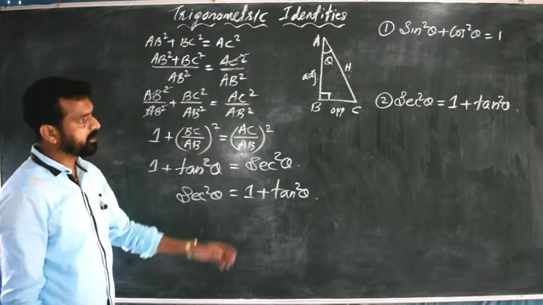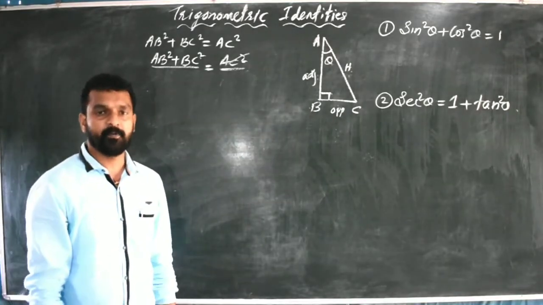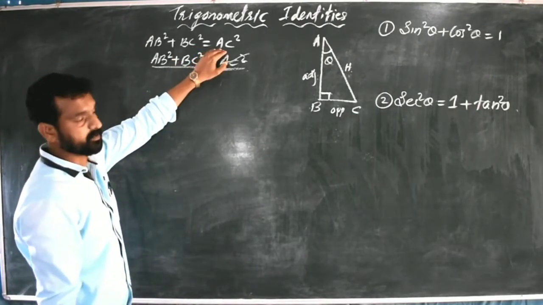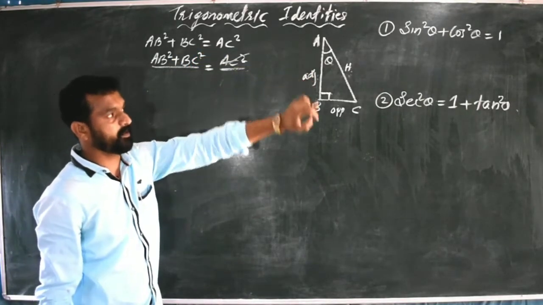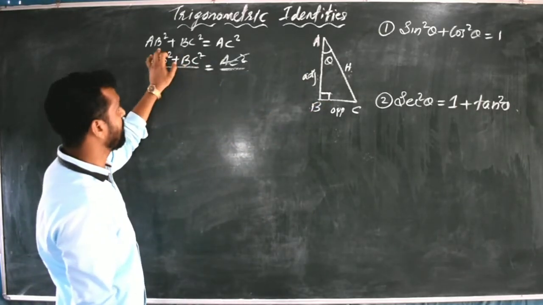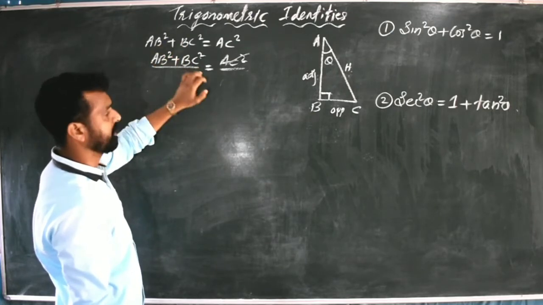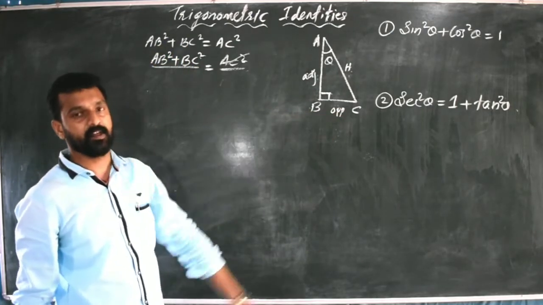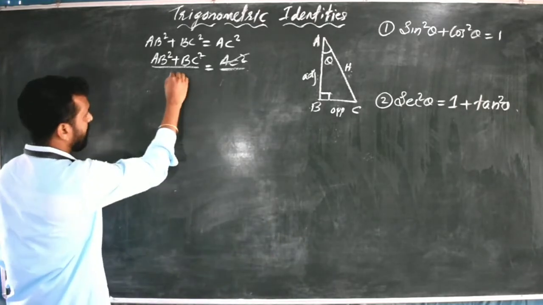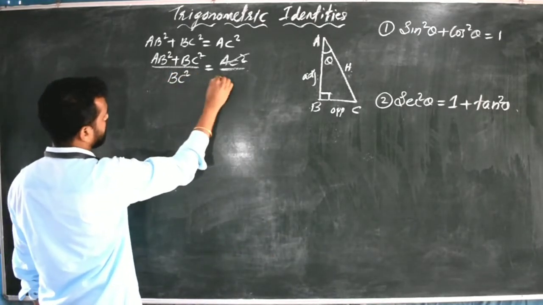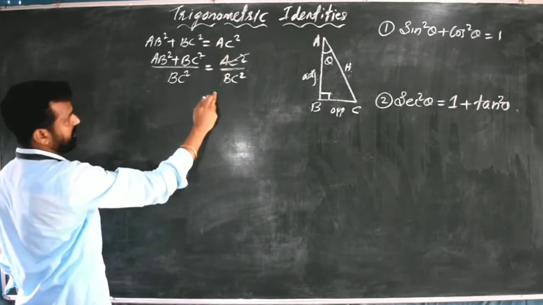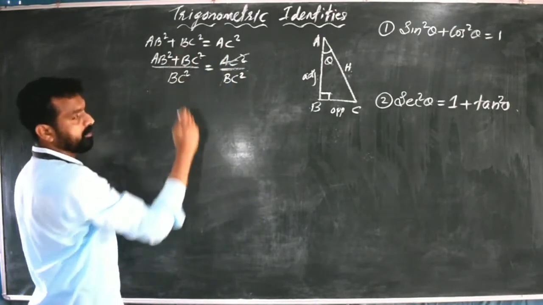Now we will see the third trigonometric identity. To get the first trigonometric identity, we have divided this equation by AC square. Then we got sin square theta plus cos square theta is equal to 1. To get the second trigonometric identity, we have divided both sides by AB square. Then we got sec square theta is equal to 1 plus tan square theta. To get the third trigonometric identity, we have to divide both sides of this equation by BC square. First one we have divided by AC square, second one AB square, third one BC square.